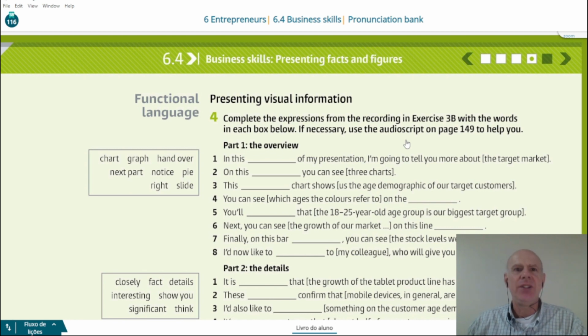Business Partner B1 Plus, Unit 6, Entrepreneurs, Lesson 6.4, Business Skills, Presenting Facts and Figures. We have already had another lesson about presenting in public, but this one is more specific about numbers or figures. So if you are involved with numbers and you have to present to your colleagues, bosses, and customers, this lesson is for you.